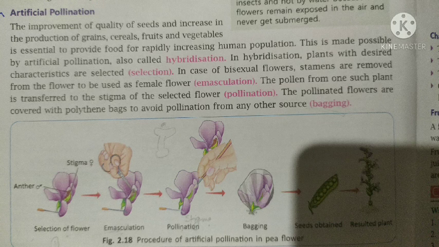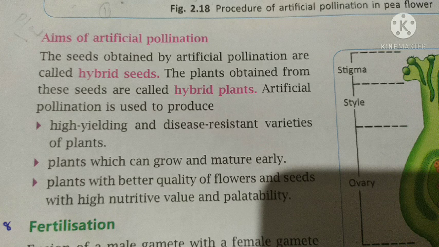In the third step, my dear students, you have to transfer pollen grains from anthers of a different plant which shows the desirable character to the same female flower, and this is known as pollination. After that, the flower is covered with a polythene bag to avoid pollination from an unknown source. So this is how the artificial pollination process is achieved.